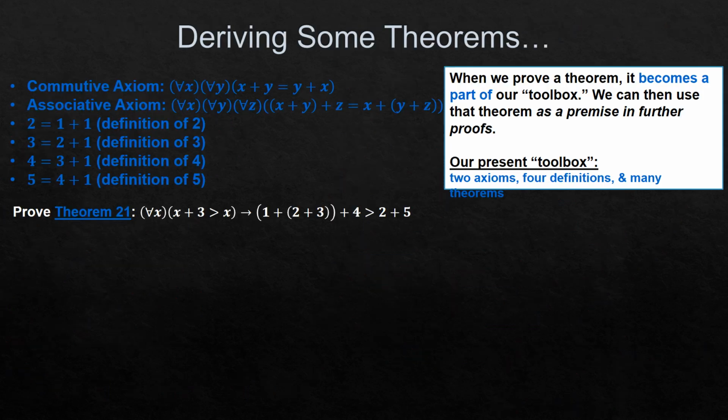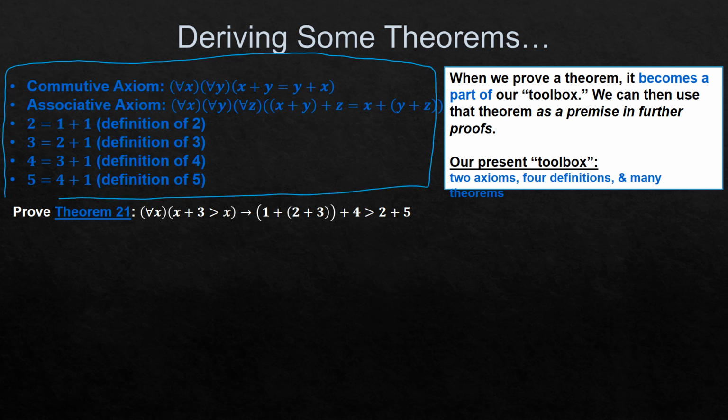Let's return to deriving some theorems like we did a couple slides ago. I think last time we did theorem 16, if I'm not mistaken, we have the same toolbox. It has the commutative axiom, the associative axiom, etc. This time we want to prove a conditional: for all x, if x plus 3 is greater than x, then such and such follows.